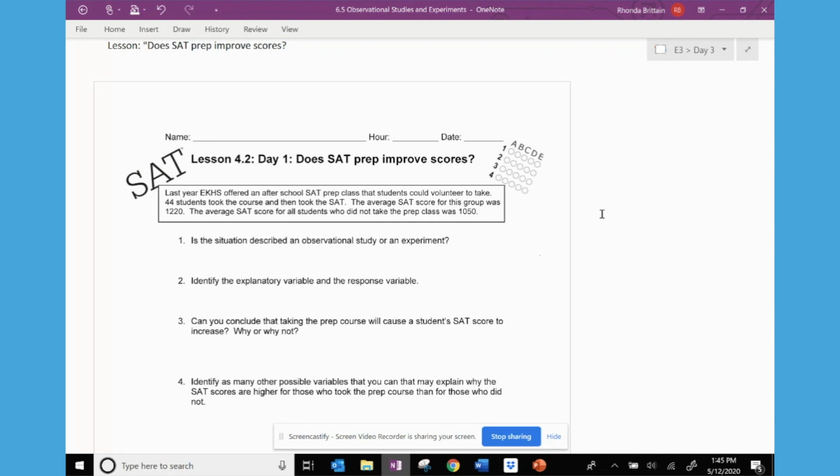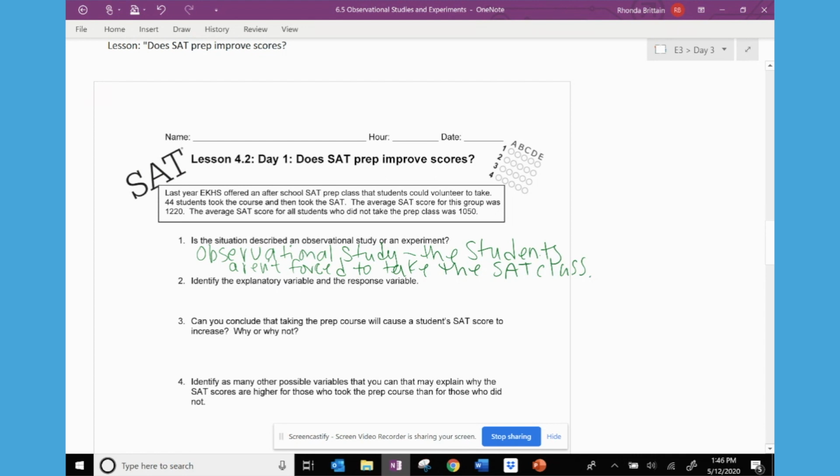If we look at number 1, it says, is the situation described an observational study or an experiment? We need to be thinking about whether or not a treatment was imposed. In this case, we are really just looking at all of the SAT scores. So this is an observational study. The students aren't forced to take the course or the SAT class.